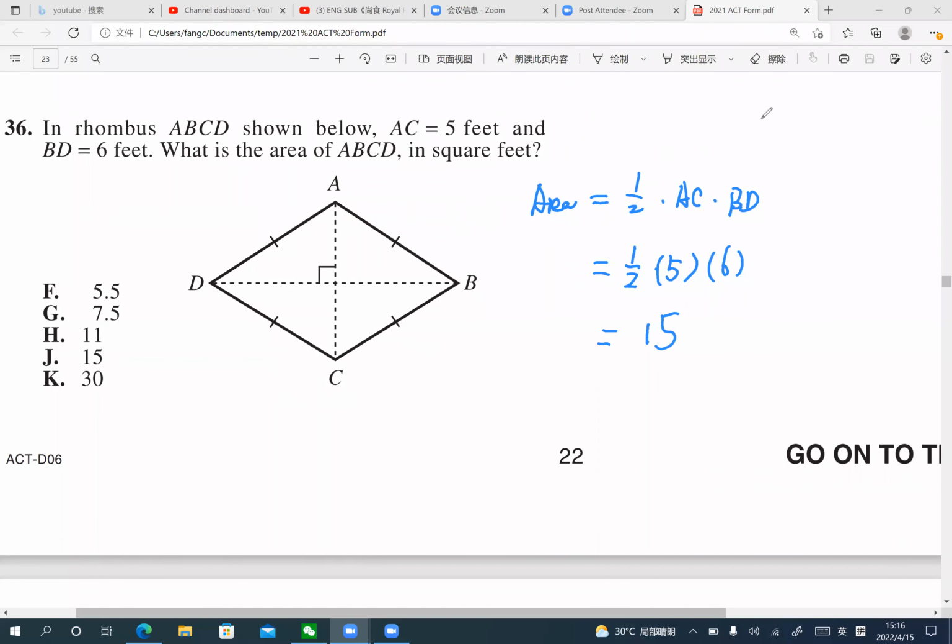Question 36. In rhombus ABCD shown below, AC equals 5 feet and BD equals 6 feet. What is the area of ABCD in square feet? According to the formula, the area of a rhombus should be equal to 1/2 times the product of the two diagonals. So 1/2 times AC times BD. The length of AC is 5. The length of BD is 6. So the area should be equal to 1/2 times 5 times 6, which is 15. So we should choose option J, question 36.